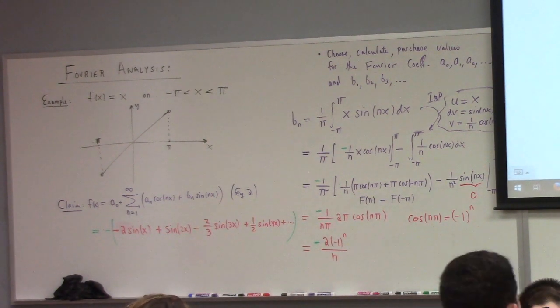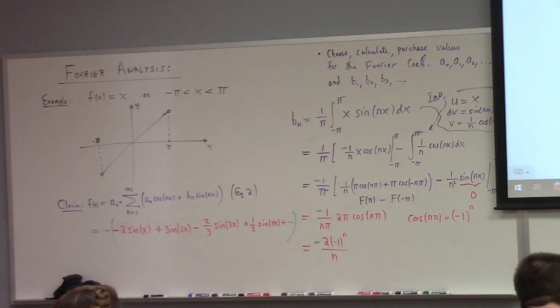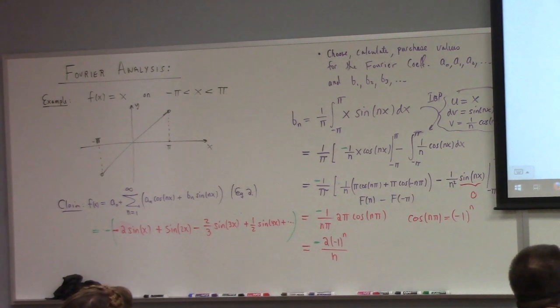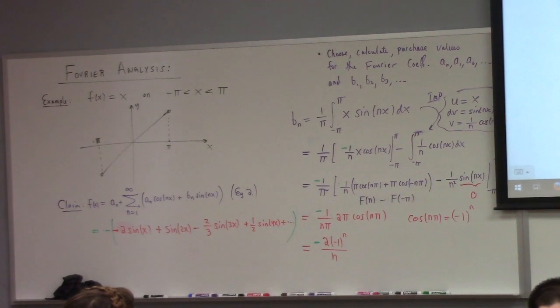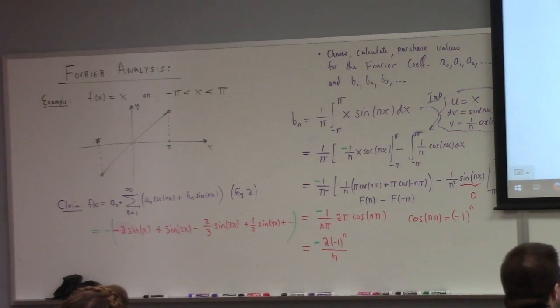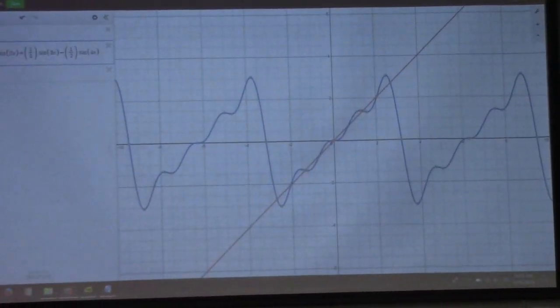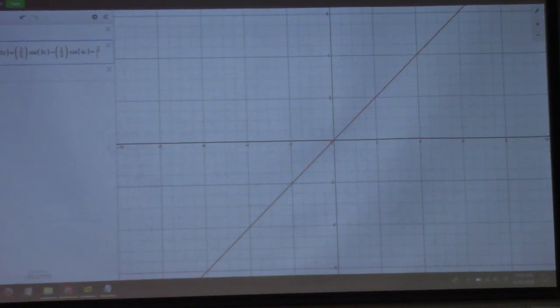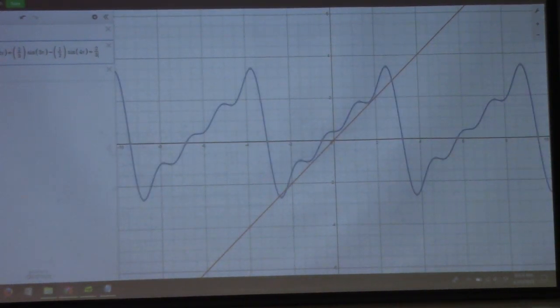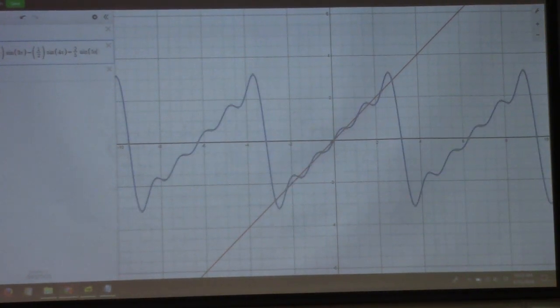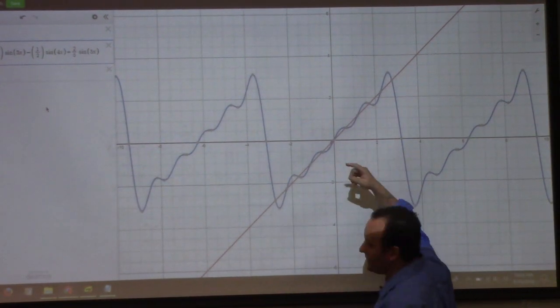Put everything in. So what's next? What would the next term be? What's b5? Plus 2/5 sine of 5x. See, the more and more you add, the closer and closer you'll get to modeling the function on the interval.